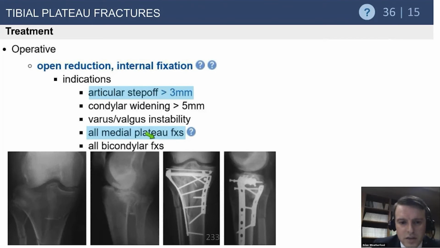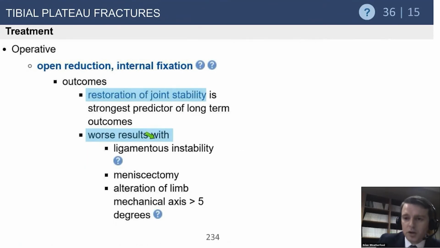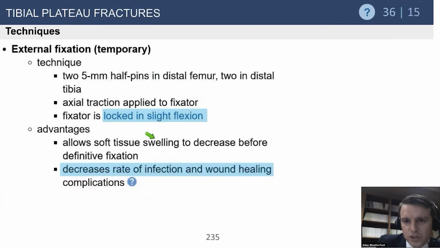Again, the articular step off can be a bit of a moving target. 3 millimeters is what we're quoting here. Medial plateau fractures, by and large, are going to be treated surgically because we know it is a more significant load-bearing portion of the articular surface. When treating these with open reduction and internal fixation, restoring joint stability is absolutely critical. There are worse results seen with ligamentous instability or alteration of the mechanical axis greater than 5 degrees.